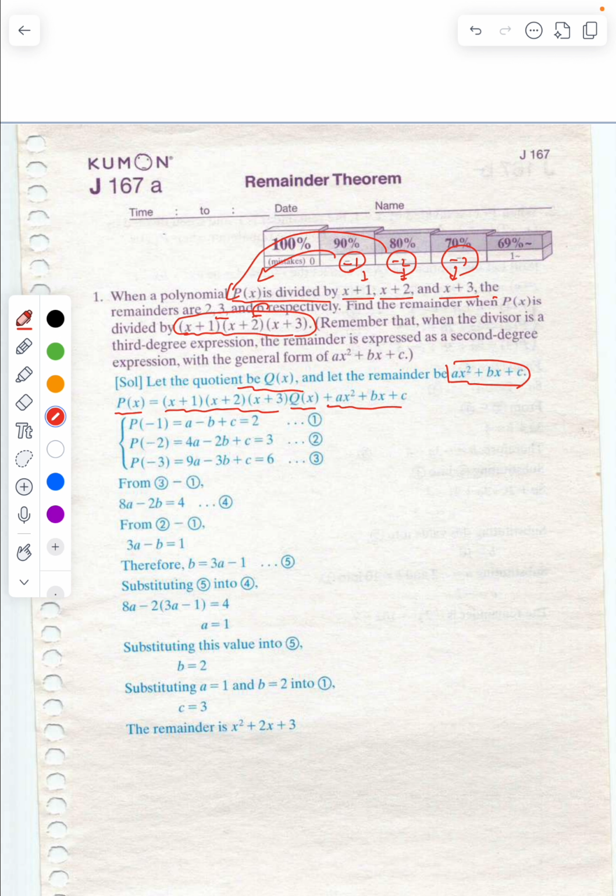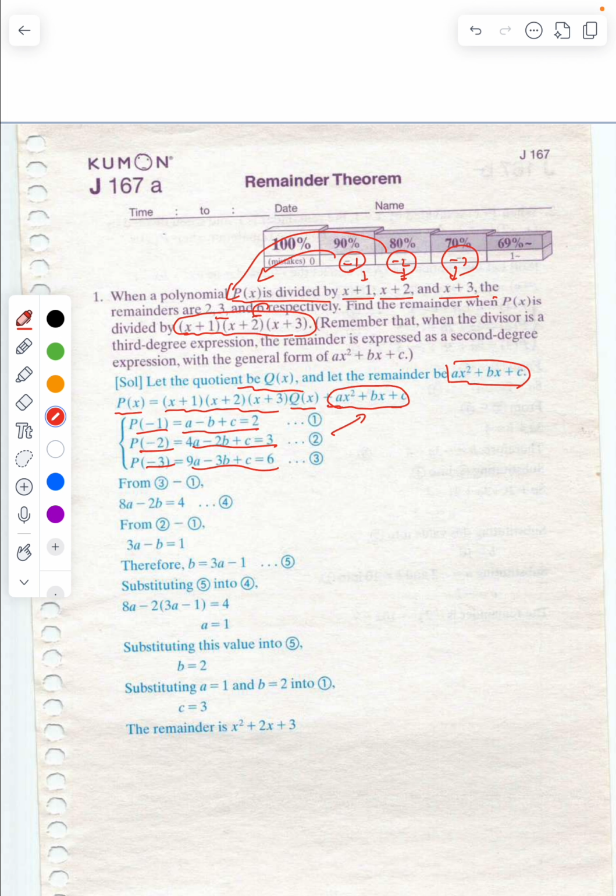So according to that, if I substitute x equal to -1 into this whole function over here, my remainder, which in this case is just ax squared plus bx plus c, you just have to simply substitute the -1, -2, -3 into this quadratic function, and you get these 3 equations over here. And guess what? You can use simultaneous linear equations to solve for that, right?